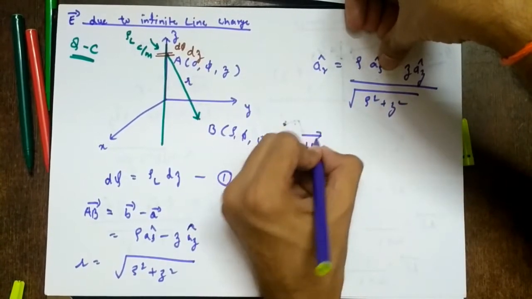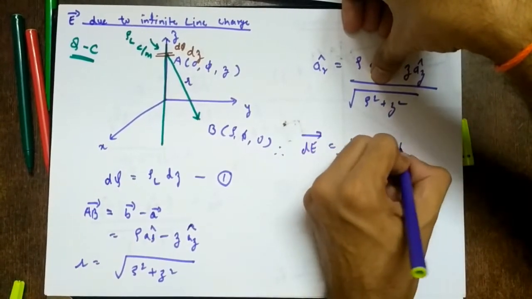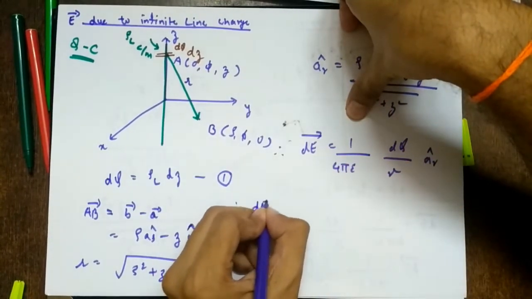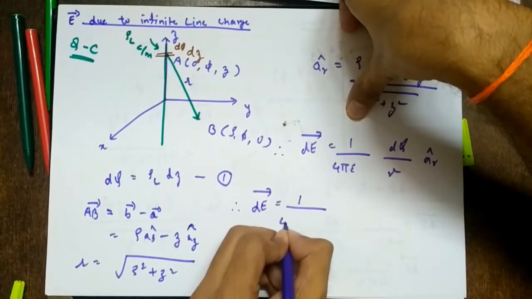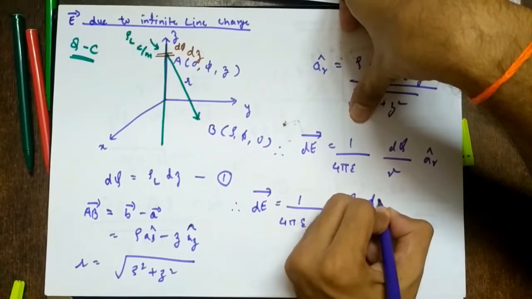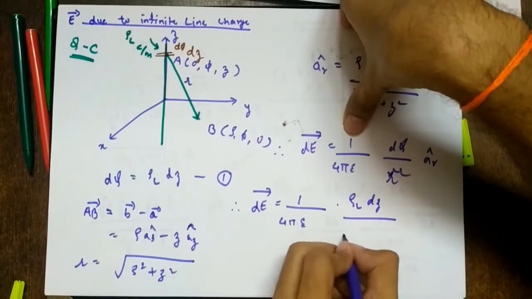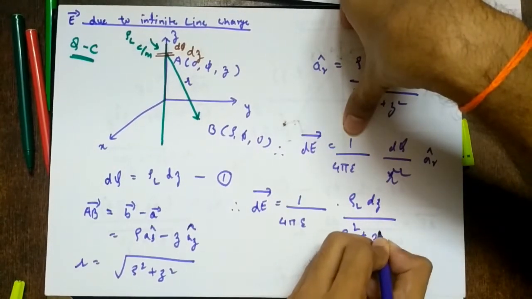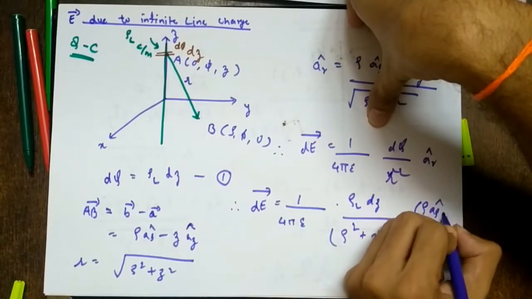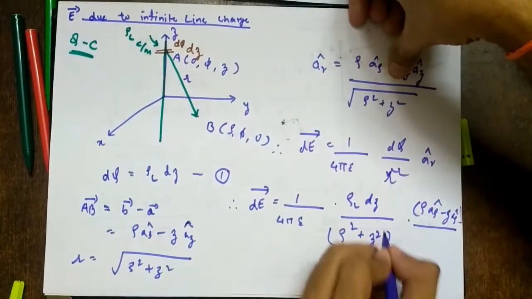So what can we write? Therefore the electric field intensity dE vector is given by 1 by 4 pi epsilon, dq by r square, AR cap. So therefore dE vector equals 1 upon 4 pi epsilon. What is dq? Rho L dz. So rho L dz upon r square. So what is r square? Rho square plus z square. What is AR cap? This thing: rho a rho cap minus z a z cap upon square root of rho square plus z square.